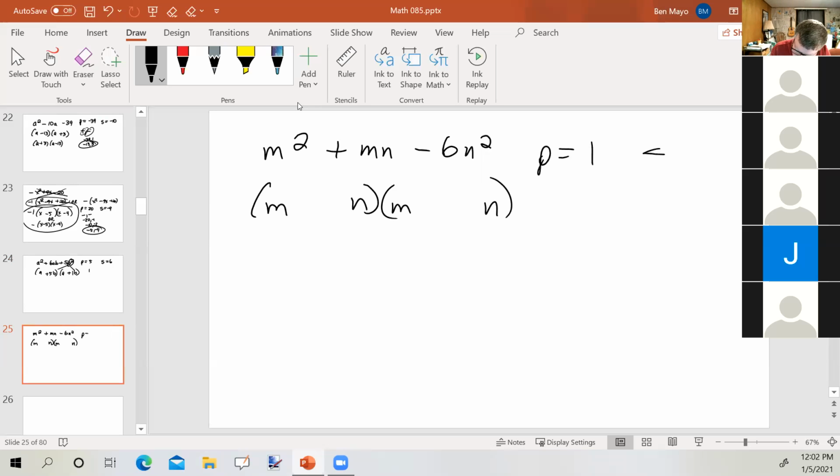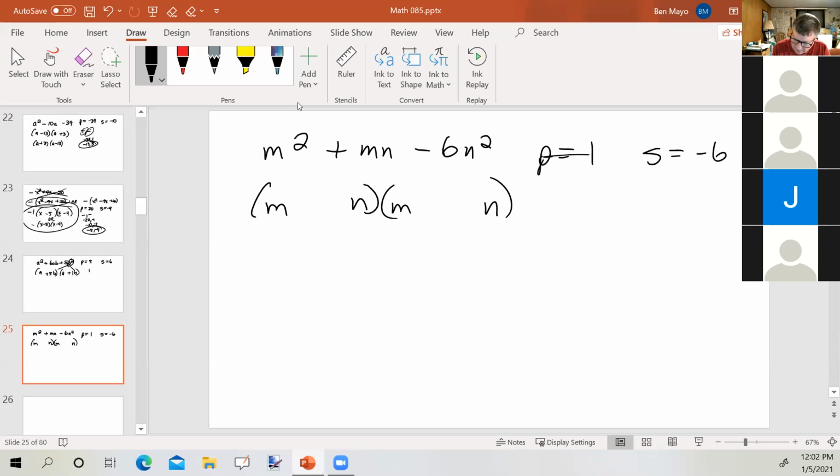My product is 1, my sum is -6. Oh, that's backwards, isn't it? I did that wrong. My product is -6 and my sum is 1. That's what I get for thinking ahead too far. I'm always thinking ahead instead of being right here. That's not a good thing.